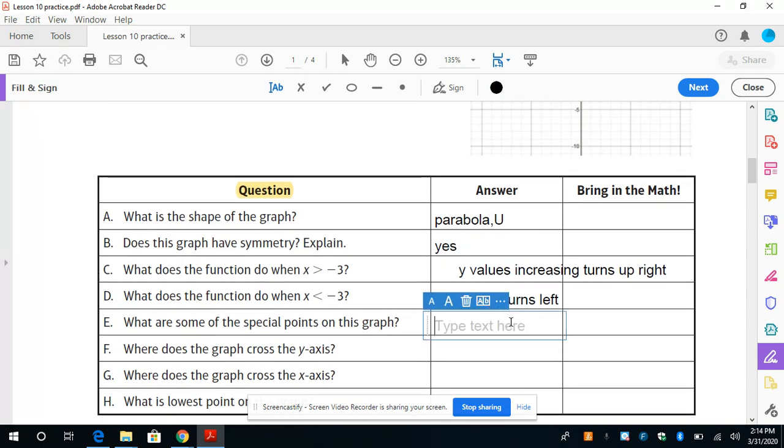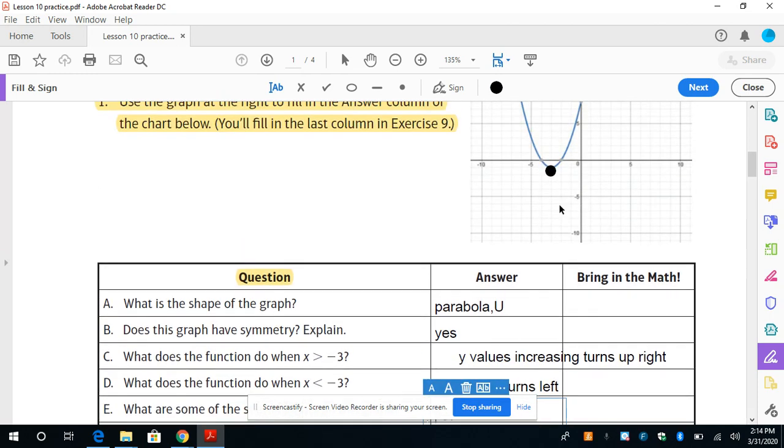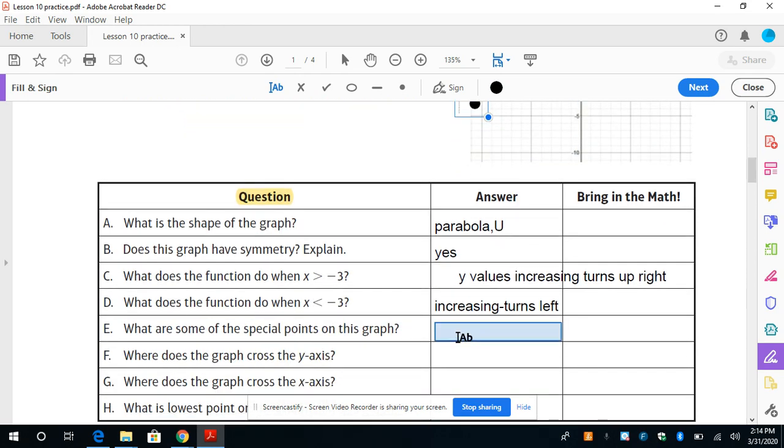What are some of the special points on this graph? So we have the vertex, which was -3, -1. And that's always in the middle, that's like the axis of symmetry. So the axis of symmetry would be x equals -3. We only take that first number. This is an x value, so that means the line in the middle is the x value.